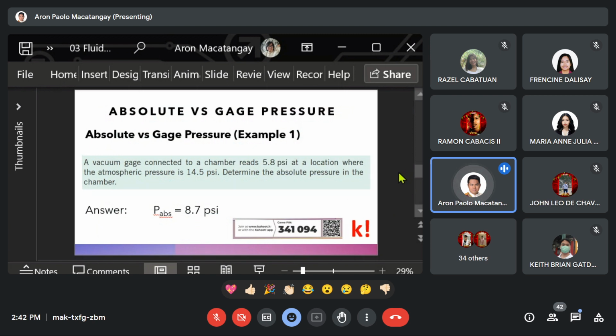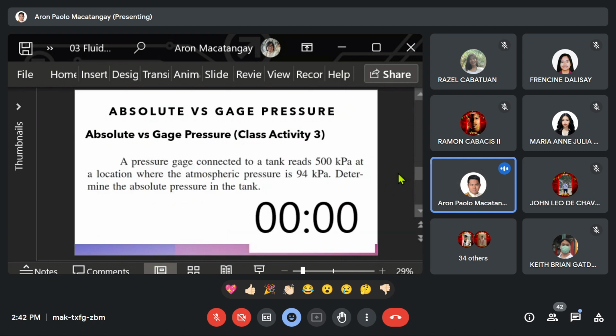Okay, so let's have another problem. Similar problem, pero kayo na yung mag-solve. So, a pressure gauge, dito naman, wala na yung word na vacuum. No? So, gauge na lang siya. So, it means gauge pressure siya. A pressure gauge connected to a tank reads 500 kilopascal at a location where the atmospheric pressure is 94 kilopascal. Determine the absolute pressure in the tank.